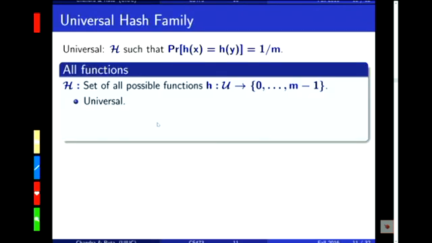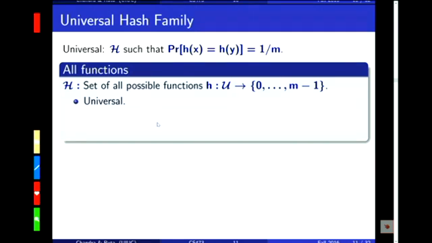Okay, so let's get back to these universal hash families. So far we have just talked about it in abstraction. There exists, or maybe if we get such a universal hash family, then we are happy. But what are those universal hash families? So suppose I take all possible functions, hash functions.